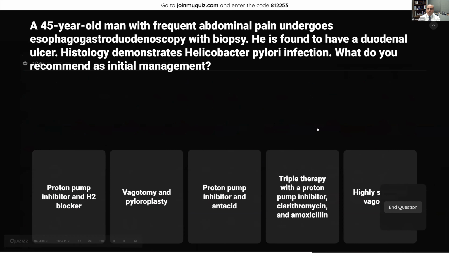Okay, so our next question. A 45-year-old man with frequent abdominal pain undergoes EGD with biopsy. He is found to have a duodenal ulcer. Histology demonstrates H. pylori infection. What do you recommend as initial management? Proton pump inhibitor and H2 blocker, vagotomy and pyloroplasty, proton pump inhibitor and antacid, triple therapy with a proton pump inhibitor, clarithromycin and amoxicillin, or highly selective vagotomy.